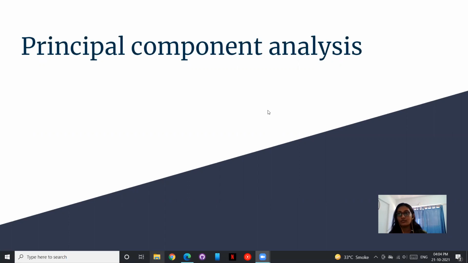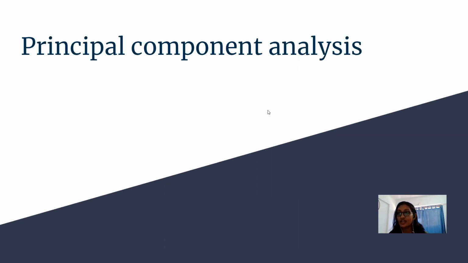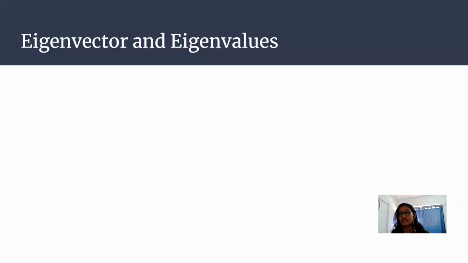In the previous video, we had learned about standardization and covariance matrix. In this video, we'll be talking about the next steps. The next step involves eigenvectors and eigenvalues. Let us first learn about them.